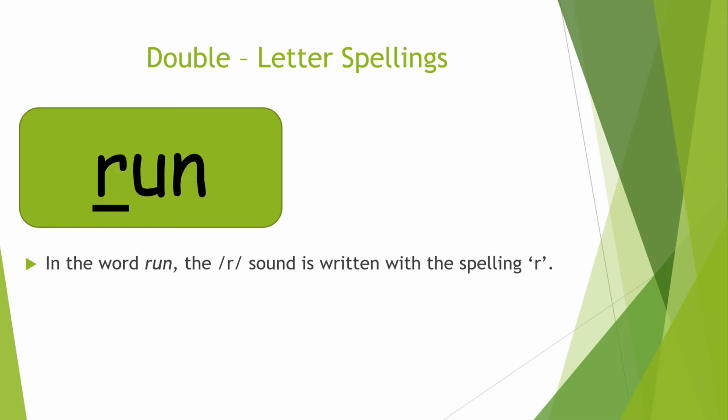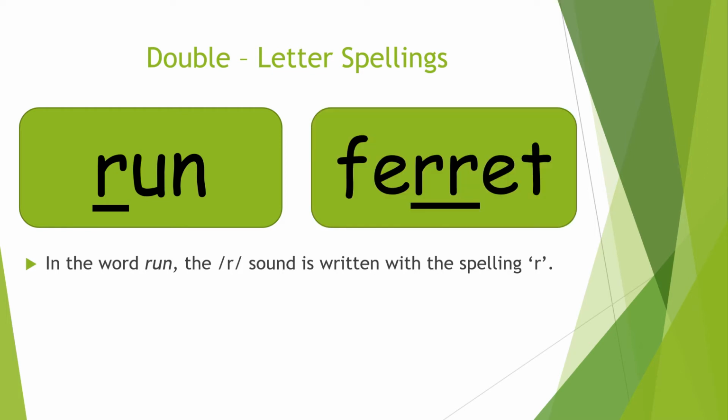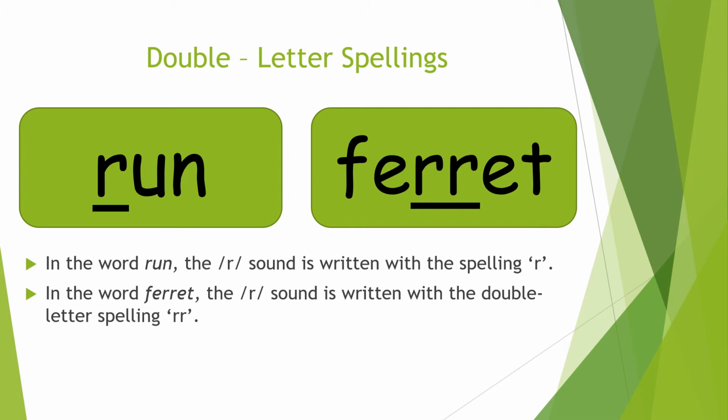Take a look at this word. This is the word run. The R sound is written with the spelling R, just one. This is the word ferret. Notice how there's two R's. Can you guess what sound the two R's make? The two R's make the R sound. So in the word ferret, the R sound is written with a double letter spelling, RR.